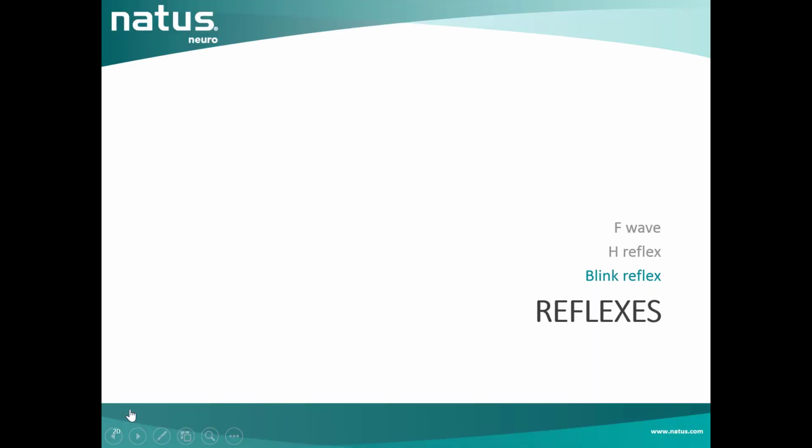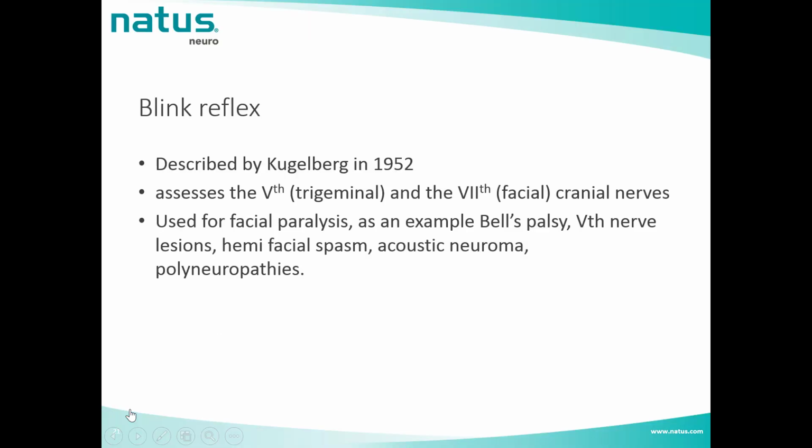Moving on to the blink reflex. The blink reflex is the last reflex that we will cover today and was a test that was described by Kugelberg in 1952. This is a test that will assess the 5th and the 7th cranial nerves, so the trigeminal and the facial nerves. This will be used mainly for facial paralysis, as an example in Bell's palsy, in lesions in the 5th or the 7th nerve, hemifacial spasm, acoustic neuroma, and polyneuropathies.